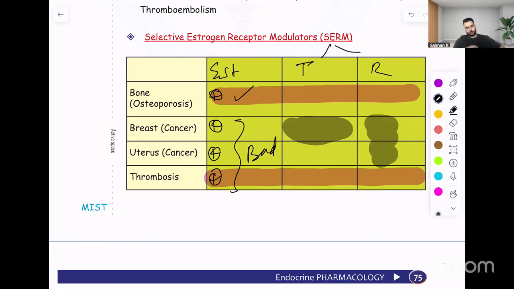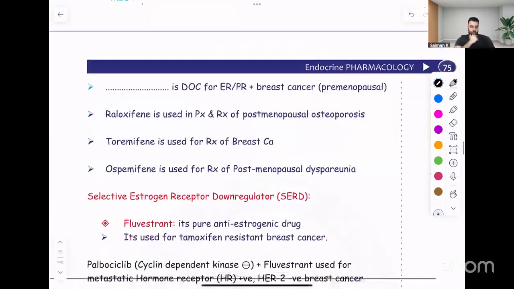I hope you understood this. They all have one good effect and one bad effect. The only difference comes in which tissue, breast and uterus. Who is good in both? Raloxifene. Good in only one, tamoxifen. Good in none, that is estrogen. So tamoxifen happens to be the drug of choice for breast cancer.